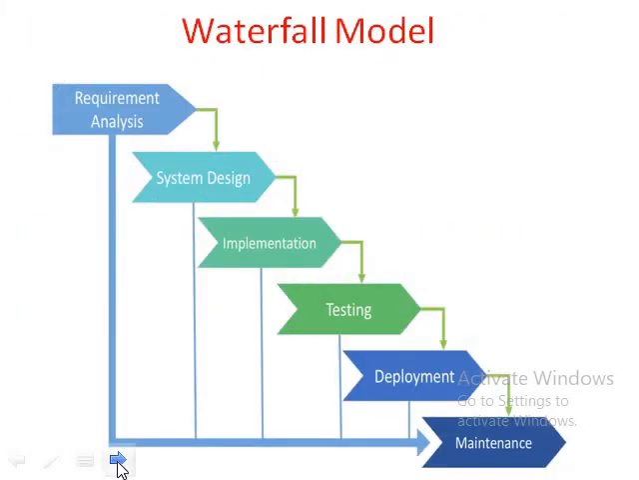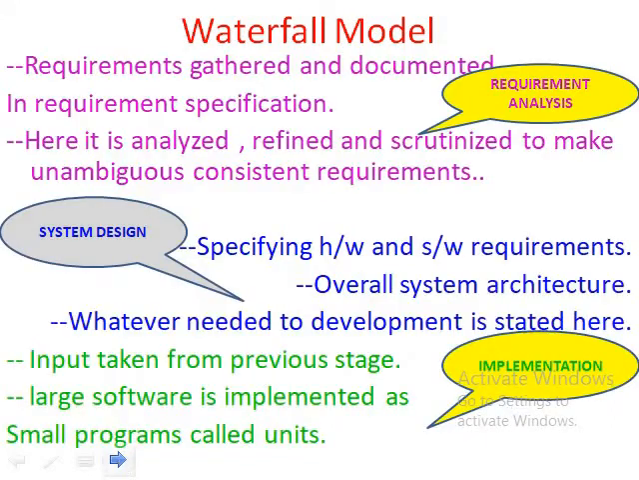Stages in the waterfall model: requirement analysis, system design, implementation, testing, deployment and maintenance. First one, requirement analysis. We know the term requirement. The requirement is gathered from the customers or the client and it is documented for further reference. In the requirement analysis phase, the gathered and documented requirement is analyzed, refined and scrutinized to make unambiguous, consistent requirements.